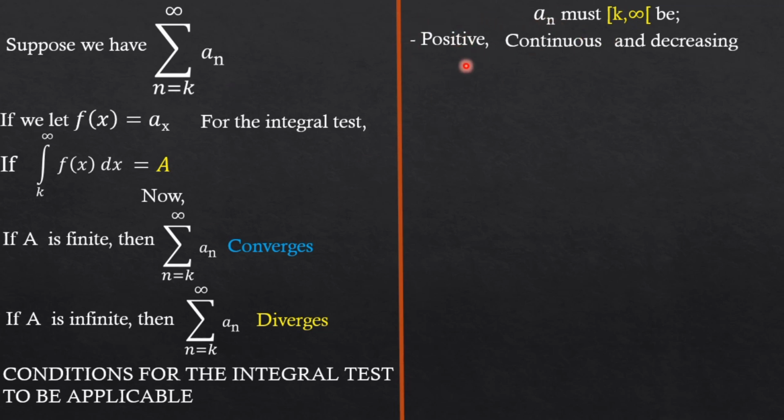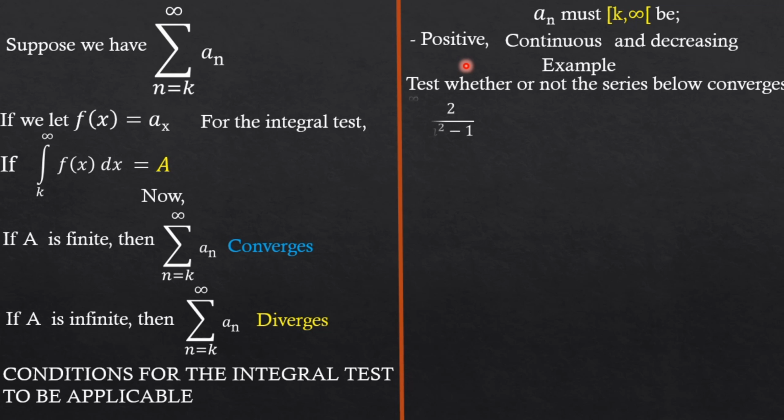All right. So let's take an example. Let's test whether or not the series below converges: the series as n goes from 2 to infinity of 2 over n squared minus 1. We are going to define some function. We can call that f(x) equal to 2 over x squared minus 1, as we did here, that f(x) equal a(x). That is, anywhere we have n, we simply replace it with x.